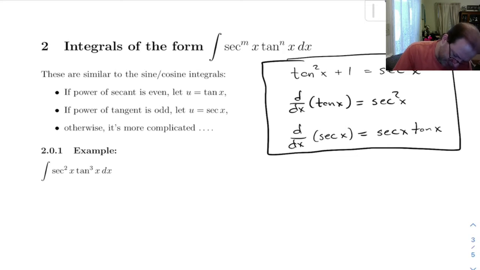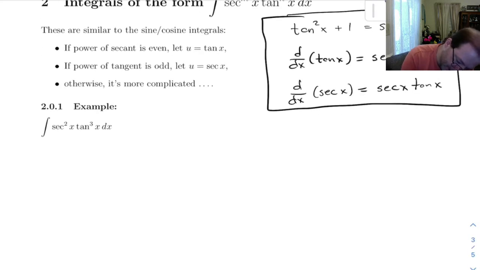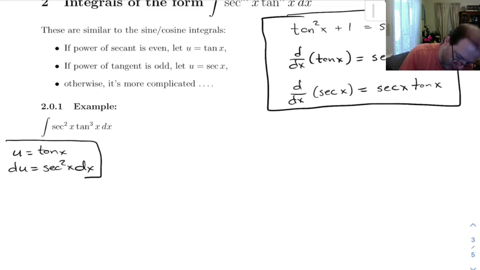This first example says secant squared times tan cubed. So power of secant's even and power of tangent's odd. I actually want to do this one both ways to show you that you get the same answer, or at least equivalent answers. So I think the easier way to do this one, let's do that first, is to let u equal tan. Because if you let u equal tan, then du is going to be secant squared x dx. And you can do this one almost immediately.